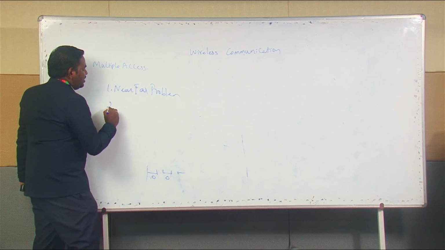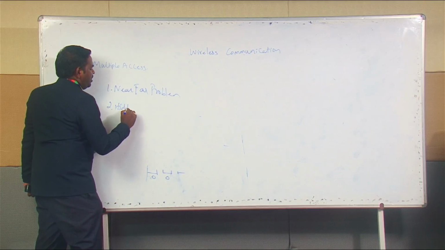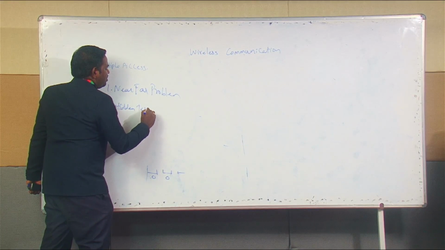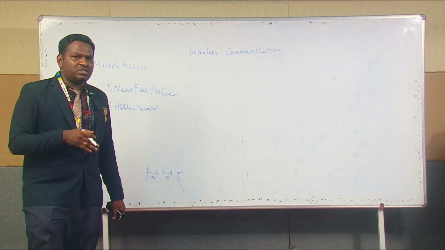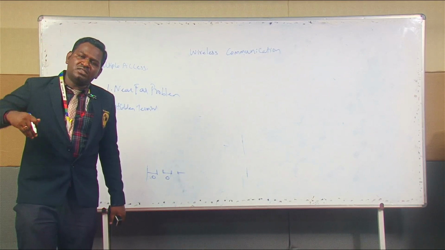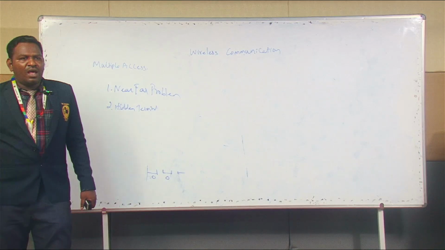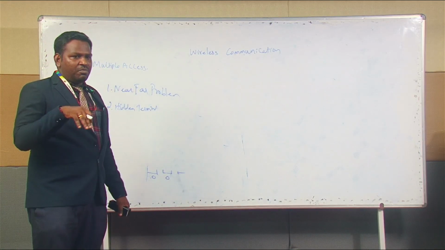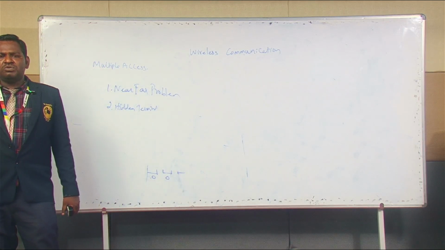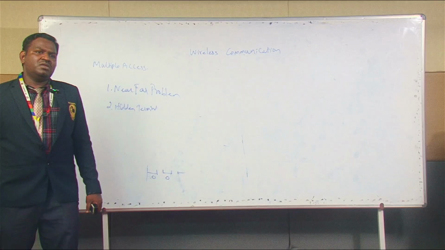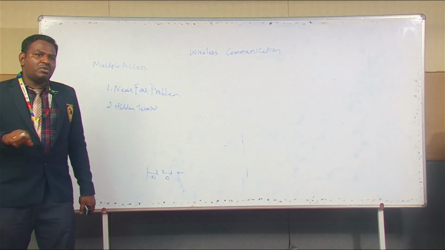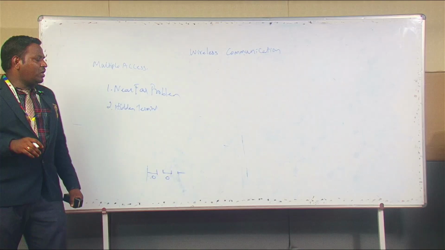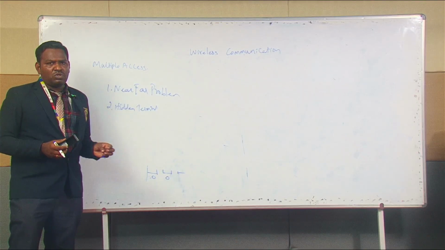Also the hidden terminal problem. So what is the hidden terminal problem? Some users may not be in a particular base station's coverage area, but may be in some other base station's coverage area. Likewise, a user may not be in a particular transmitter's coverage area, but may be in some other user's coverage area. In such cases, there will be overlapping of areas, and you need to solve these problems also.